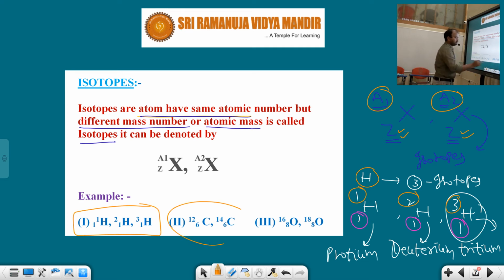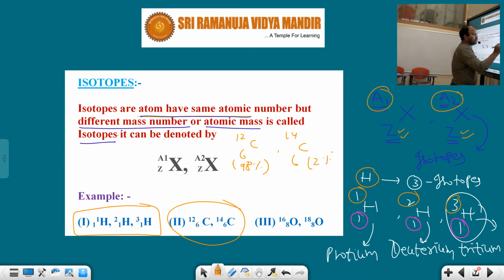Remaining will be there. What are carbon isotopes? Generally carbon has two isotopes: carbon 12 with atomic number 6, and carbon 14 with atomic number 6. Generally in nature carbon 12 is abundant. How abundant is it? 98%. This is its natural availability. And carbon 14, how much? Just 2%. Carbon 12 is the more abundant one.